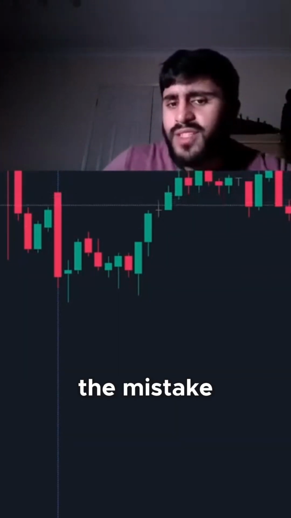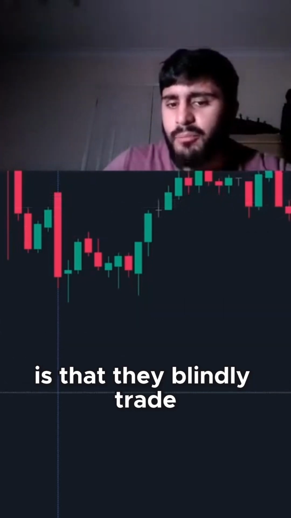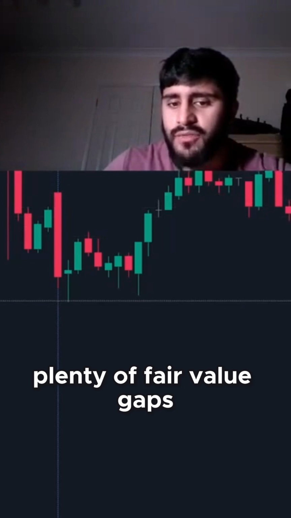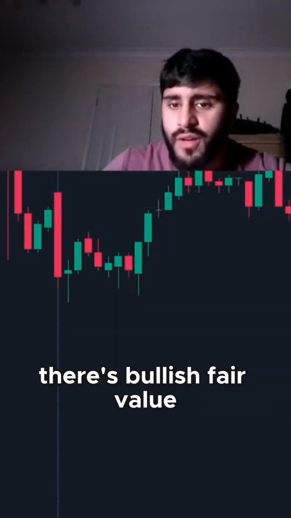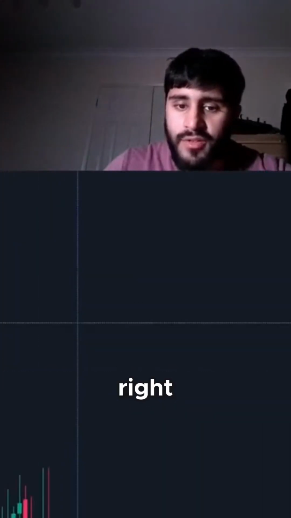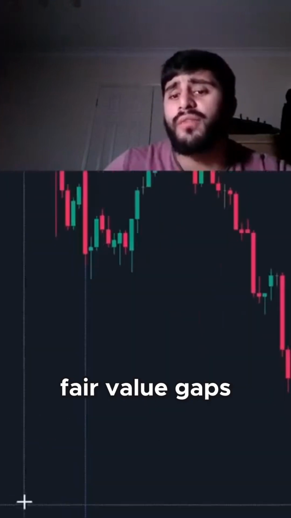Now, the mistake that a lot of traders make is that they blindly trade off every fair value gap, right? So if you look over here, there's plenty of fair value gaps, right? There's bullish fair value gaps over here. We had a bullish fair value gap over here. We had some more bullish fair value gaps down here before the gap, right? There's plenty of bullish fair value gaps.